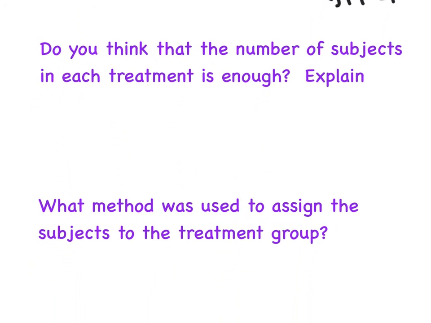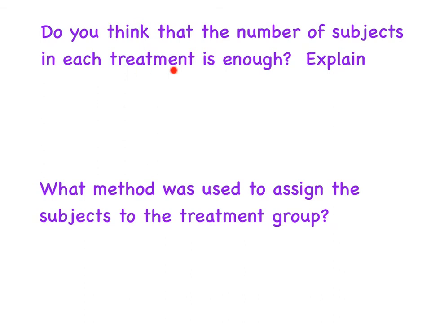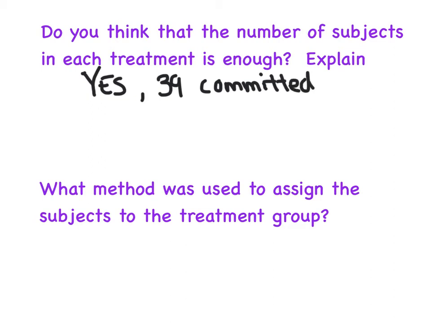Do you think that the number of subjects in each treatment is enough? I had to think about this one a little bit, and I don't think it's a slam dunk, but I did say yes. I think 39 committed training athletes is going to give us a chance to see some statistical significance. In a perfect world, we'd love to see more. It'd be great if there were 200 athletes or 1,000 athletes. But considering they had to commit to an 8-week program, and it didn't sound like they were paying them anything, I think 39 is a pretty good number.